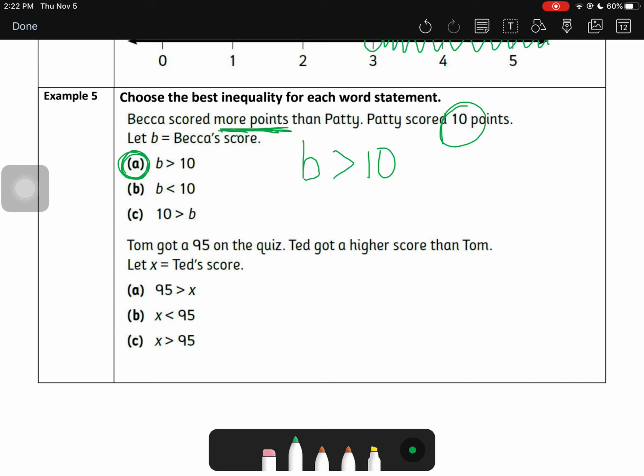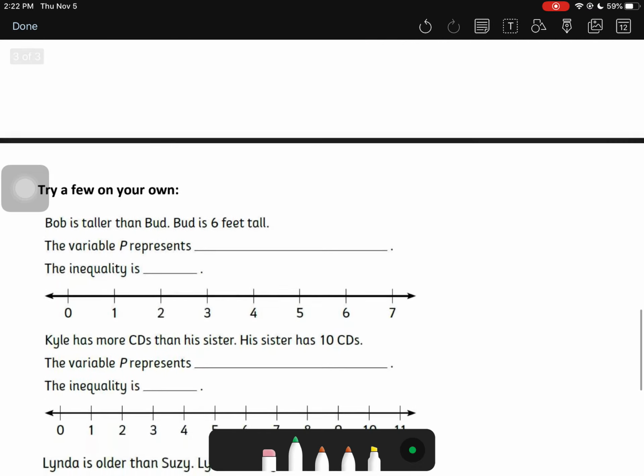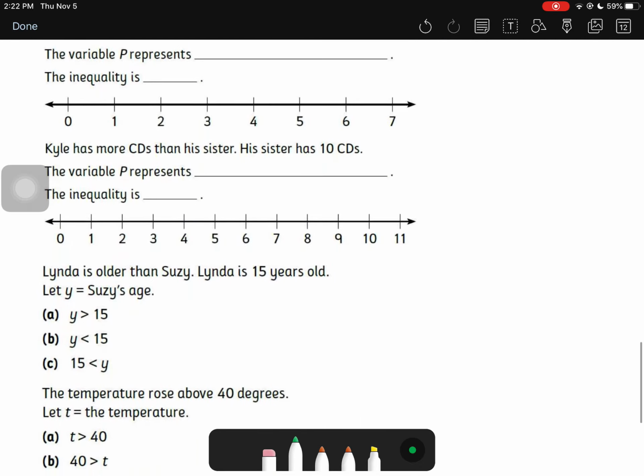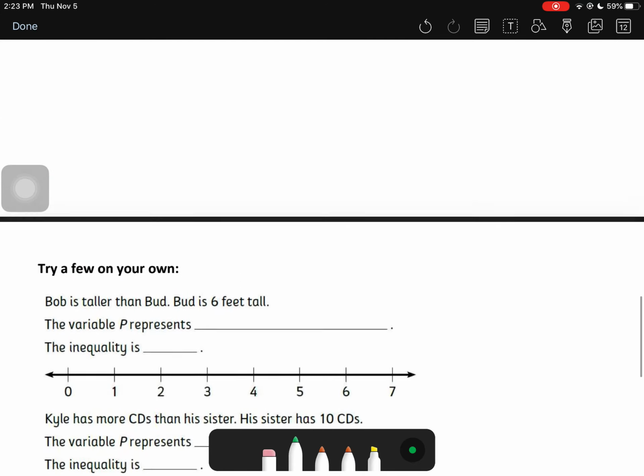Tom got a 95 on the quiz. Ted scored higher. If X is Ted's score and it's higher than Tom's score, which is a 95, so X has to be bigger than 95, and that's going to be letter C. Now you're going to try these examples on your own of writing inequalities, graphing them, and then some multiple choice questions.